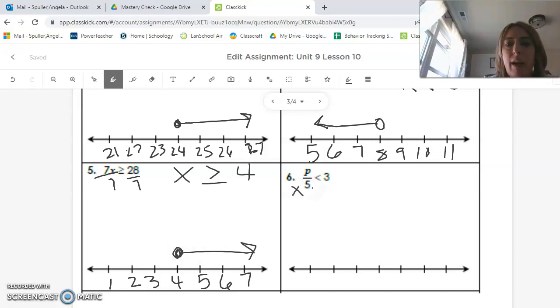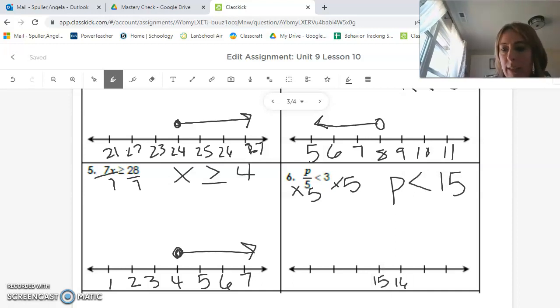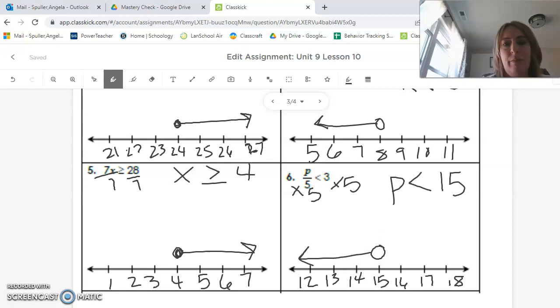Okay, times 5 on both sides. So p is less than 15. So let's see, 15, 16, 17, 18. Go backwards, 14, 13, 12. It's less than, so just open circle, less than to the left.